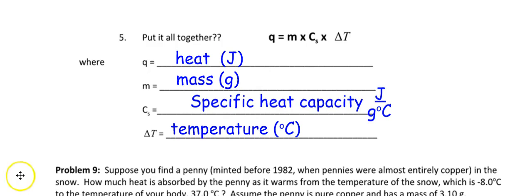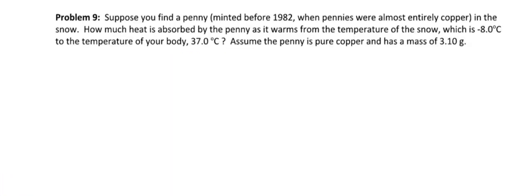So let's look at problem number 9. Okay, so it's going to be your lucky day. You're going to find a penny, minted before 1982, by the way, in the snow. So obviously the penny is cold. So how much heat is absorbed by the penny from you as it warms from the temperature of the snow, which is negative 8 degrees Celsius, to your body temperature, that's 37 degrees Celsius. Assume the penny is pure copper and has a mass of 3.10 grams.